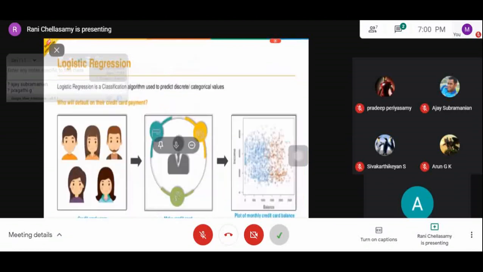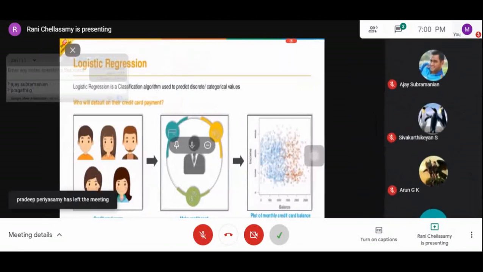Now moving on to logistic regression, which is a classification algorithm used to predict categorical values. Categorical values means values like yes or no, true or false, or 0 or 1. Take the example of who will default on their credit card payment. Credit card users make credit card transactions, and you are going to plot the monthly credit card balance against the annual income.